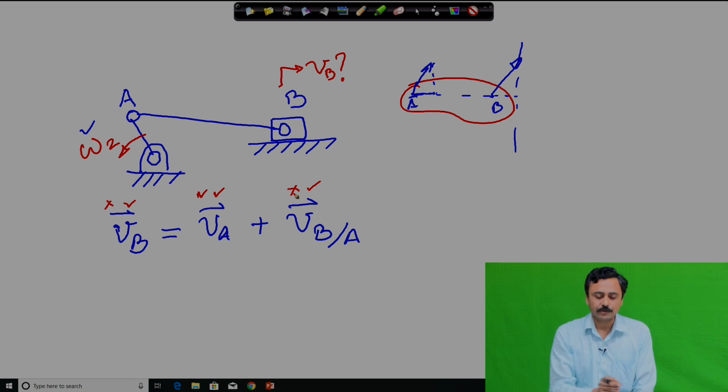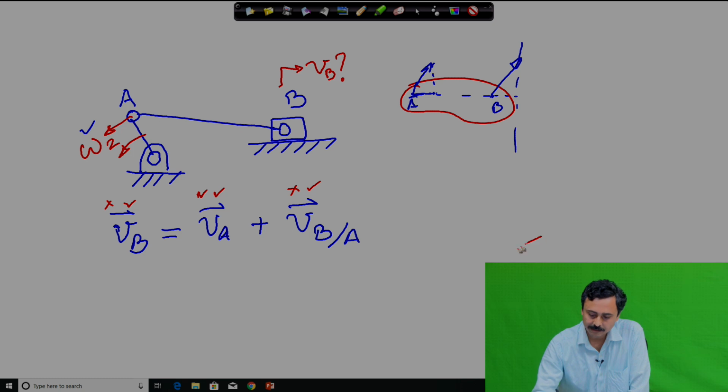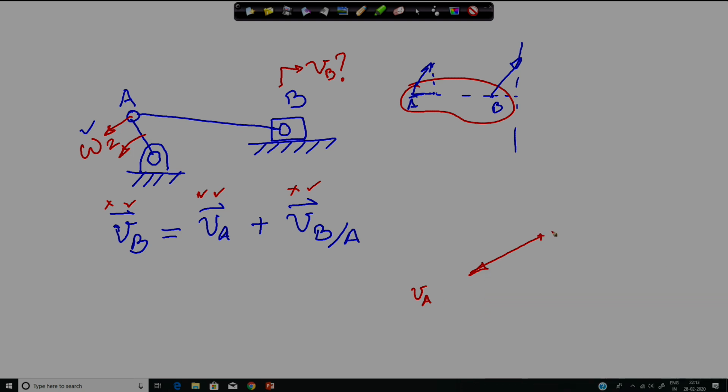Now, there can be various ways of solving this equation. The simplest, which appeals to us very quickly, or to everybody very quickly, is the graphical method. Let me quickly look at the graphical method. So, in the graphical method, we start by drawing the velocity of A. Now, with omega 2 given like this, you know that the velocity of A is going to be something like this. So, this is velocity of A, which is known completely.